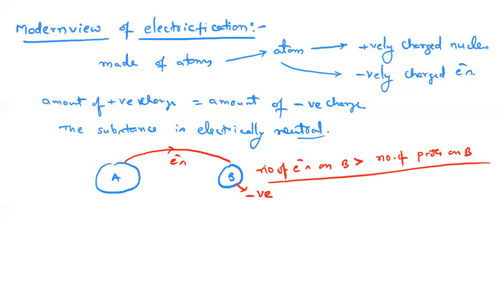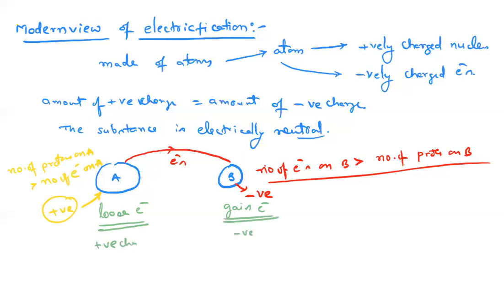Some electrons are transferred from A to B. Due to that reason, the number of protons on A is greater than the number of electrons on A. That indicates that it is having an excess of positive charge. So if some electrons are transferred from one body to another, A loses electrons and B gains electrons. The body which loses electrons will behave like a positively charged body, and the body which gains electrons will behave like a negatively charged body.